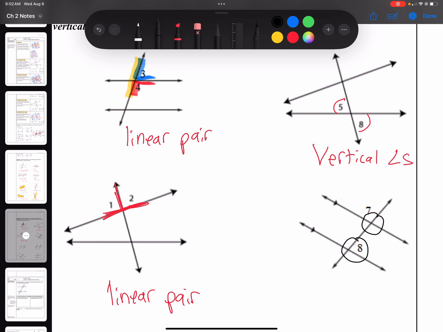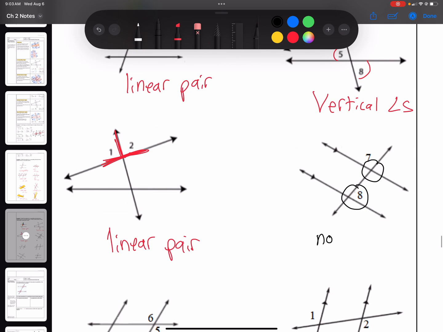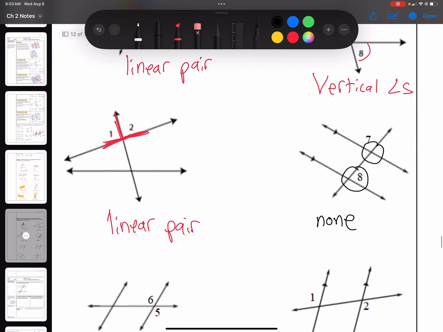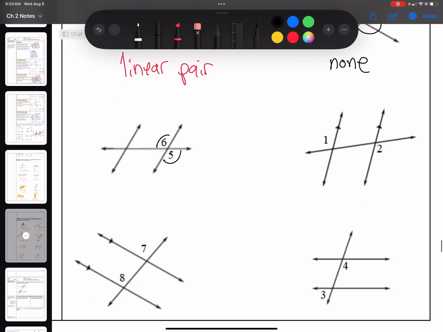7 is in the exterior. 8 is in the interior. So they're not alternate exterior. They're not alternate interior. They're not same side interior. Are they corresponding? No. 7 is up and to the left. 8 is up and to the right. So that is quite literally none. That is none of the special angle pairs we've learned about. 5 and 6, once again, vertical angles.